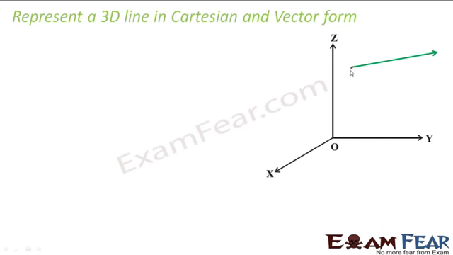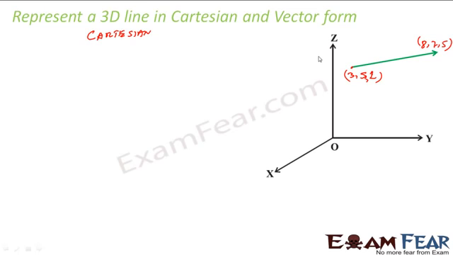So in this case, it has all x, y, z coordinates. This is (3, 5, 1). Let's suppose this is (8, 7, 5). So this has all x, y and z coordinates, right? There are two points. How to represent this line in Cartesian form and vector form? We don't know this. This is a little difficult. So let's study this. We don't know how to represent this in Cartesian form. We have never studied this. And we don't know how to represent this in vector form also, because we have never studied this.